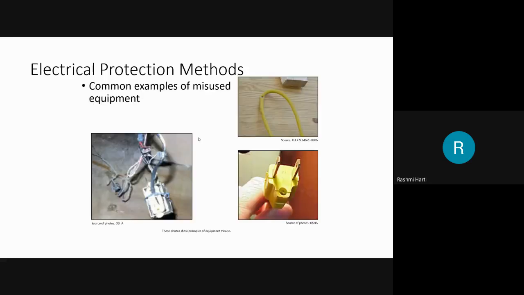And then you have the electrical protection methods, that is common examples of misused equipment. If you could see here, these are various common examples of misused equipment. Here, using multiple receptacle boxes designed to be mounted by fitting them with the power cord, or placing them on the floor.